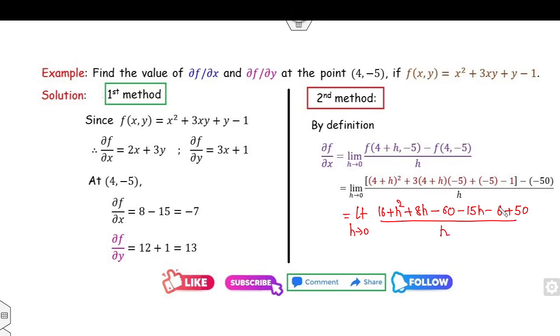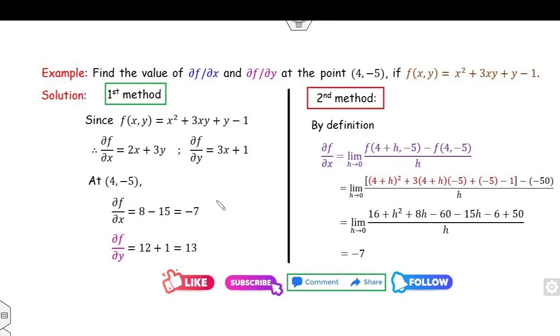Now clearly this is my 66 and 50 plus 16 cancel. h will be cancelled out, so the limit will be h minus 7. Now once you take the limit as h approaches 0, the answer is minus 7. Fine, this is the same as the previous one.